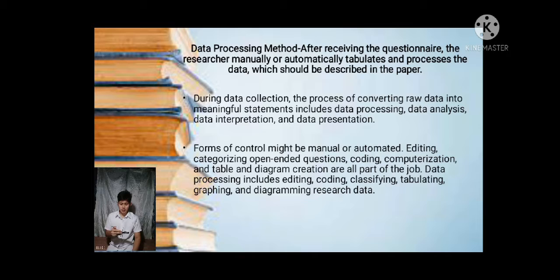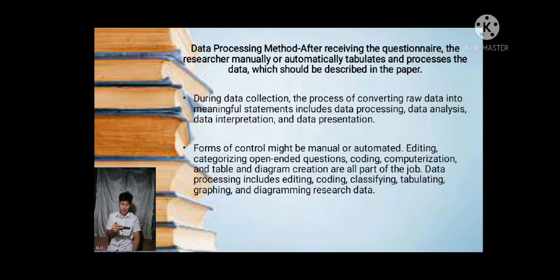Data processing method. After receiving the questionnaire, the researcher manually or automatically tabulates and processes the data, which should be described in the paper. During data collection, the process of converting raw data into meaningful statements includes data processing, data analysis, data interpretation, and data presentation. Forms of control might be manual or automated.